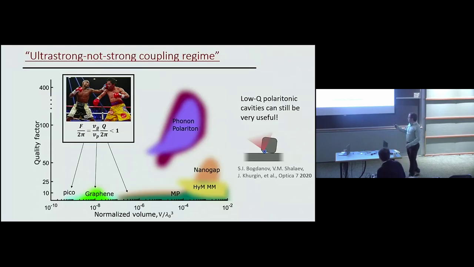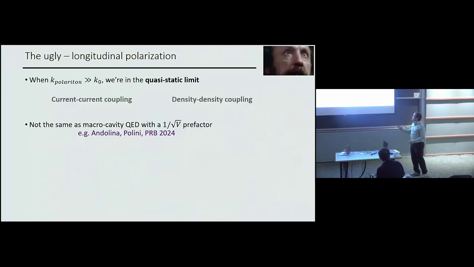Okay, so having said that, this was the good, the bad, and of course there's also the ugly part, which is just differences between how these nonpolaritonic cavities behave. For example, we heard a lot from Giano about exactly this longitudinal polarization, because we're in the quasi-static limit and light couples to matter a slight bit differently than it does otherwise.